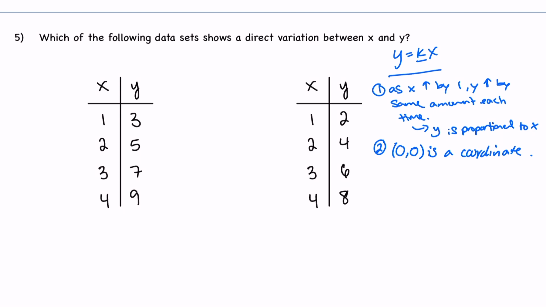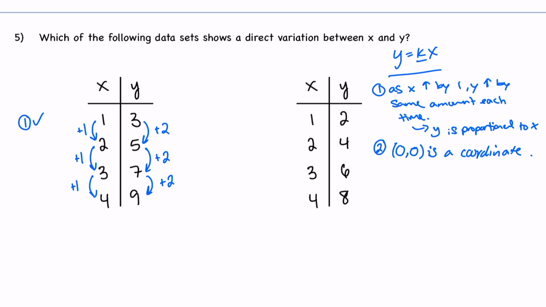So following these two criteria, let's look at both of our data sets. In our first one, as we increase by 1 on the x side, we increase by 2 on the y side. And this pattern continues with the rest of our numbers. So as we go from 2 to 3, we go from 5 to 7, which is an increase of 2. And 3 to 4, which is an increase of 1, we go from 7 to 9, which is also an increase of 2. So it passes the first test.